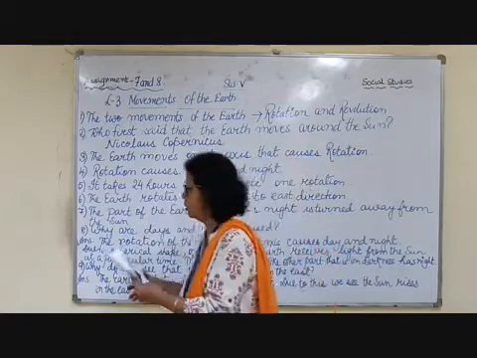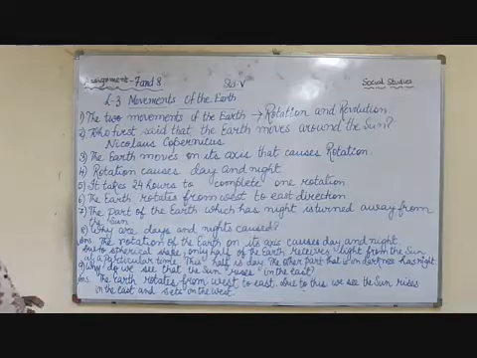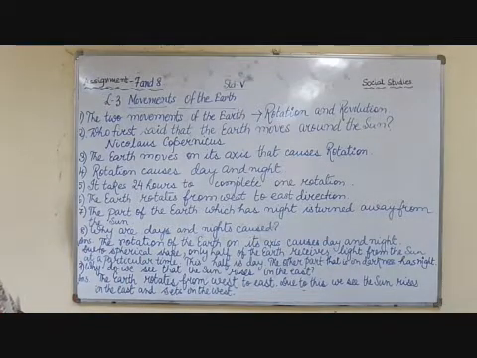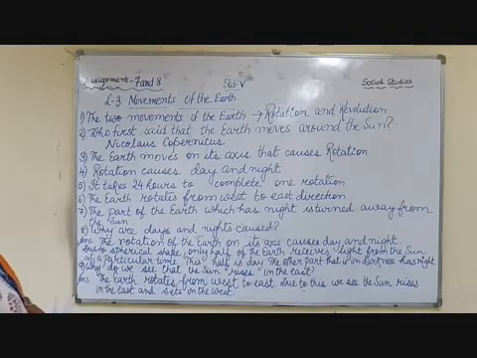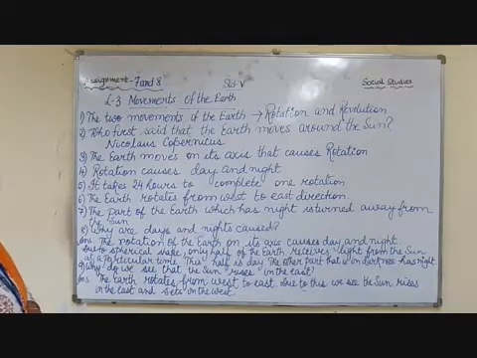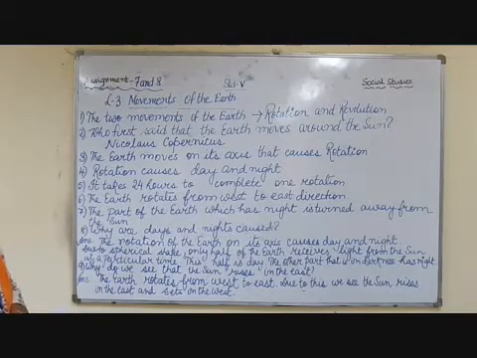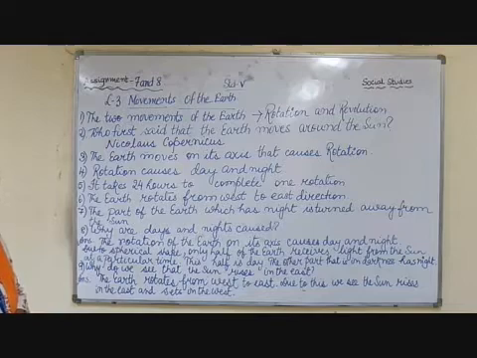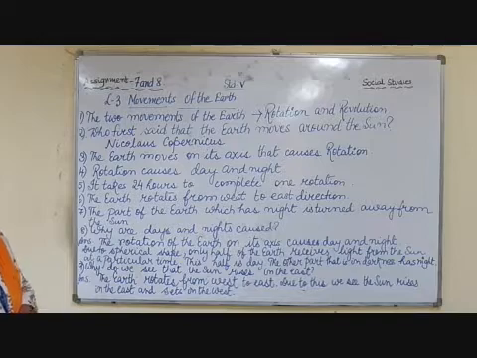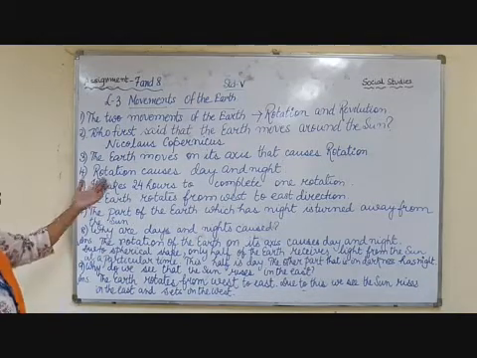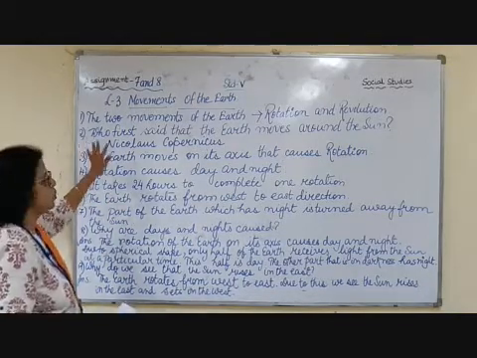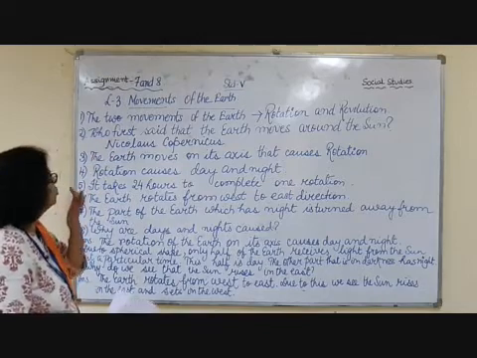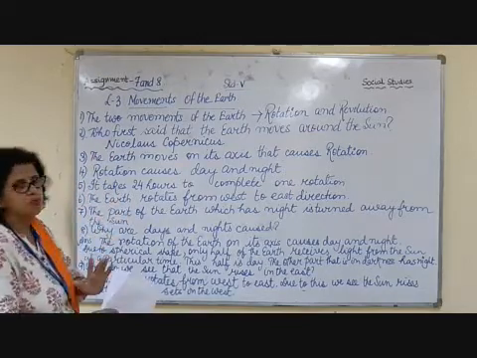Now come to the exercise which I have given you. The two movements of the earth: rotation and revolution. Who first said that the earth moves around the sun? In the olden days, people thought that earth is not moving because you can't feel any movement, and they thought the earth is fixed in one place and the sun is moving because they can see the sun rising and setting. So it was Nicholas Copernicus, who was an astronomer, who first said that earth moves around the sun.